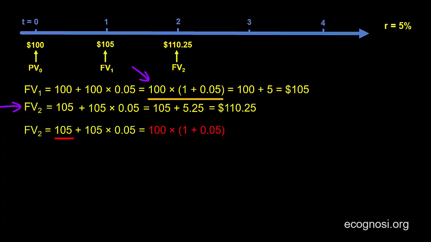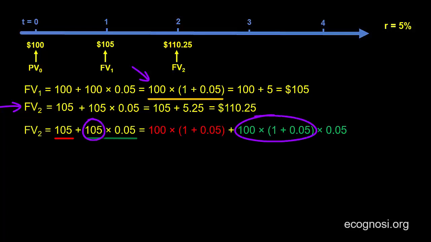Now how can I express this? I can express it as 100 times 1 plus 0.05, which we just saw equals 105, and then times 0.05. To make it perfectly clear, this equals 105, the same as this, and then times 0.05. Now from this entire expression, I will take out 100 times 1 plus 0.05 as a common factor. And as you can see, I've also reverted back to my yellow color.